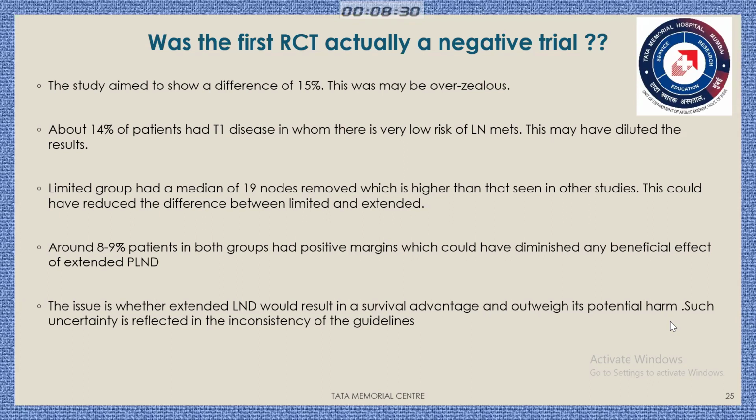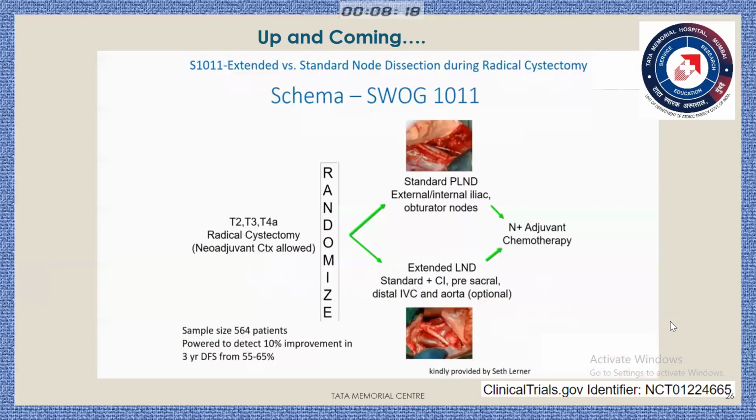So the issue whether extended lymph node dissection would result in a survival advantage and outweigh the potential harms like lymphocele and blood loss, this is still uncertain. And so it is also reflected in the current guidelines.